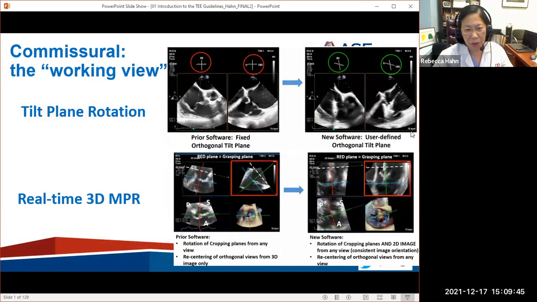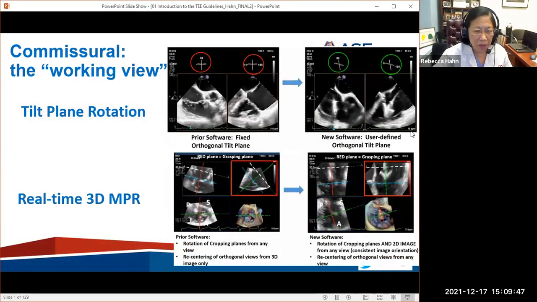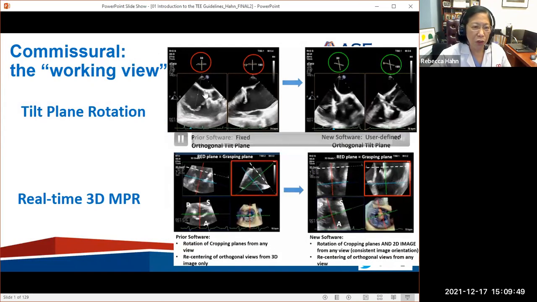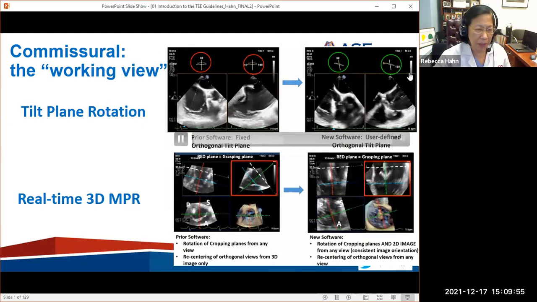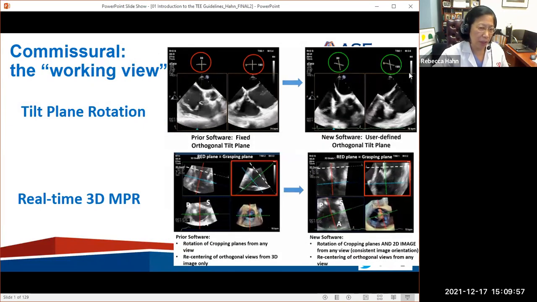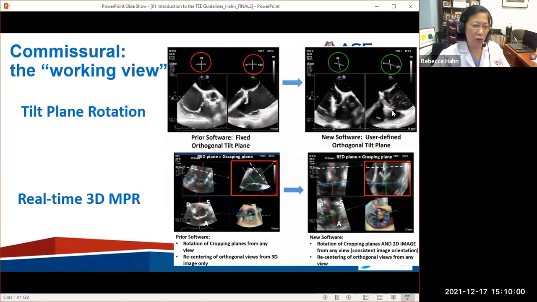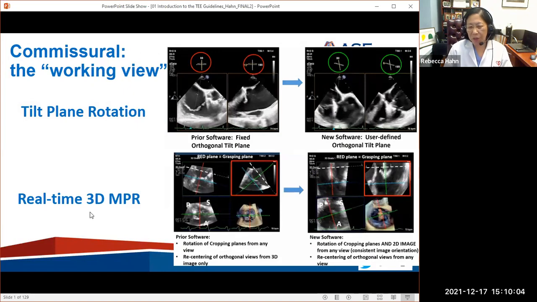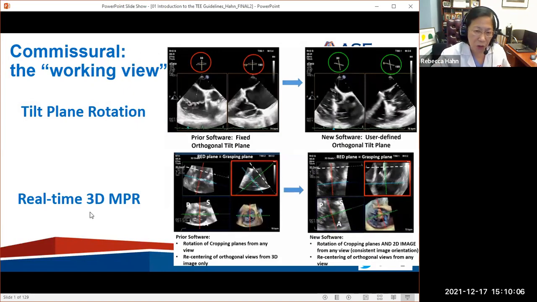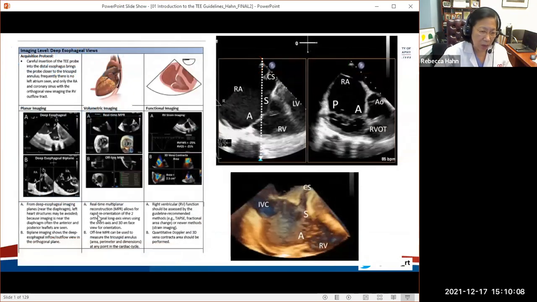I'm just going to show you a couple of examples of a TEER device where we're now using the commissural view as our home view, remembering that now we have unlimited tilt plane rotation. It doesn't have to be 90 degrees anymore, and that allows us to really align with the jets. And then we also have real-time 3D MPR, which allows us to do the same thing, so align with the devices.